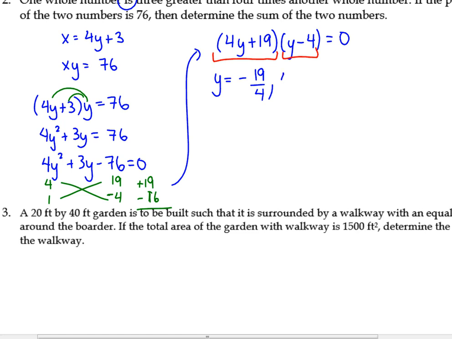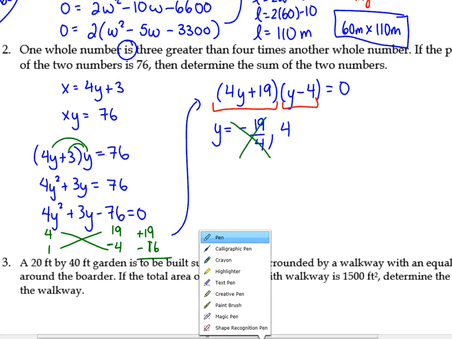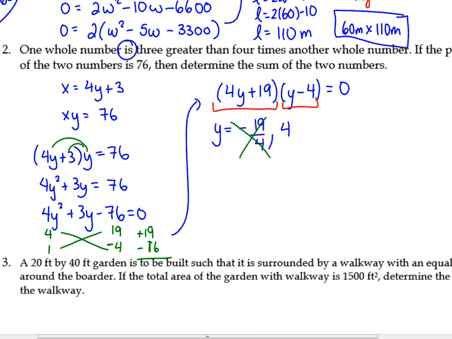4. Can I reject one of these answers? And why do I reject negative 19 over 4? What type of number did it say it's going to be? Didn't say positive. Well, yes, actually you're right. It does say positive, kind of, because it's a whole number. And whole numbers are only positive. Yeah. So it can't be a decimal or fraction, and it has to be positive.